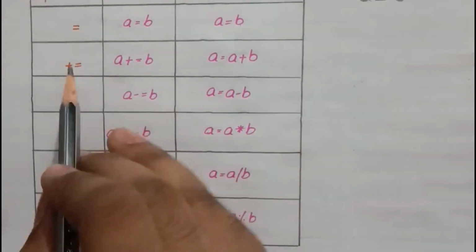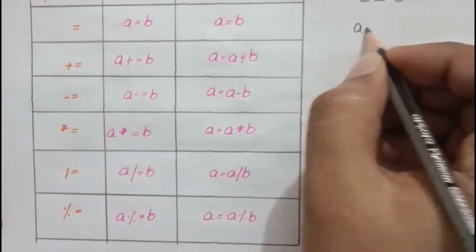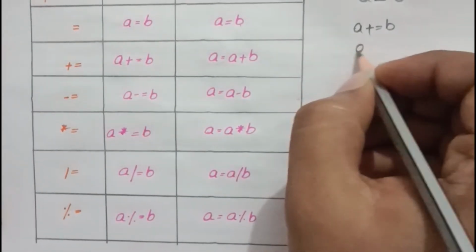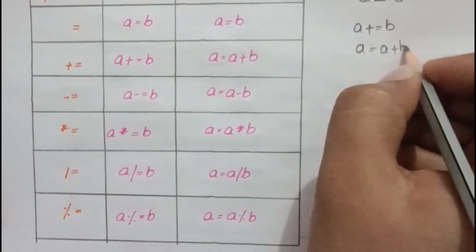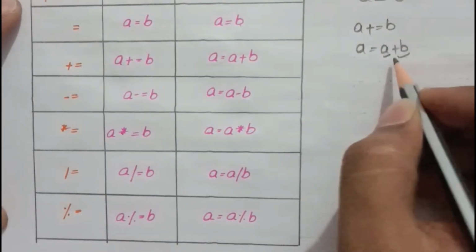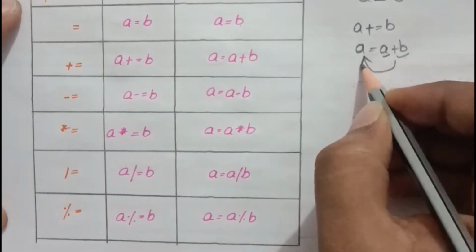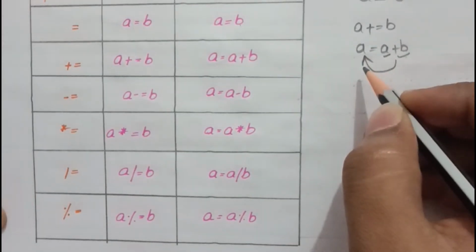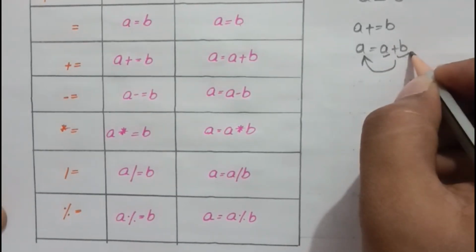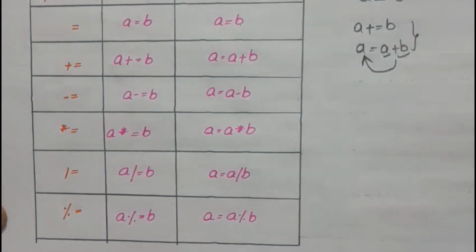Second is plus equals to. We write a plus equals to b. It is the short form of writing a equals to a plus b. So perform the addition operation between a and b and store the final value which we get as output into the variable a. You can write it this way or that way. Both do the same thing.